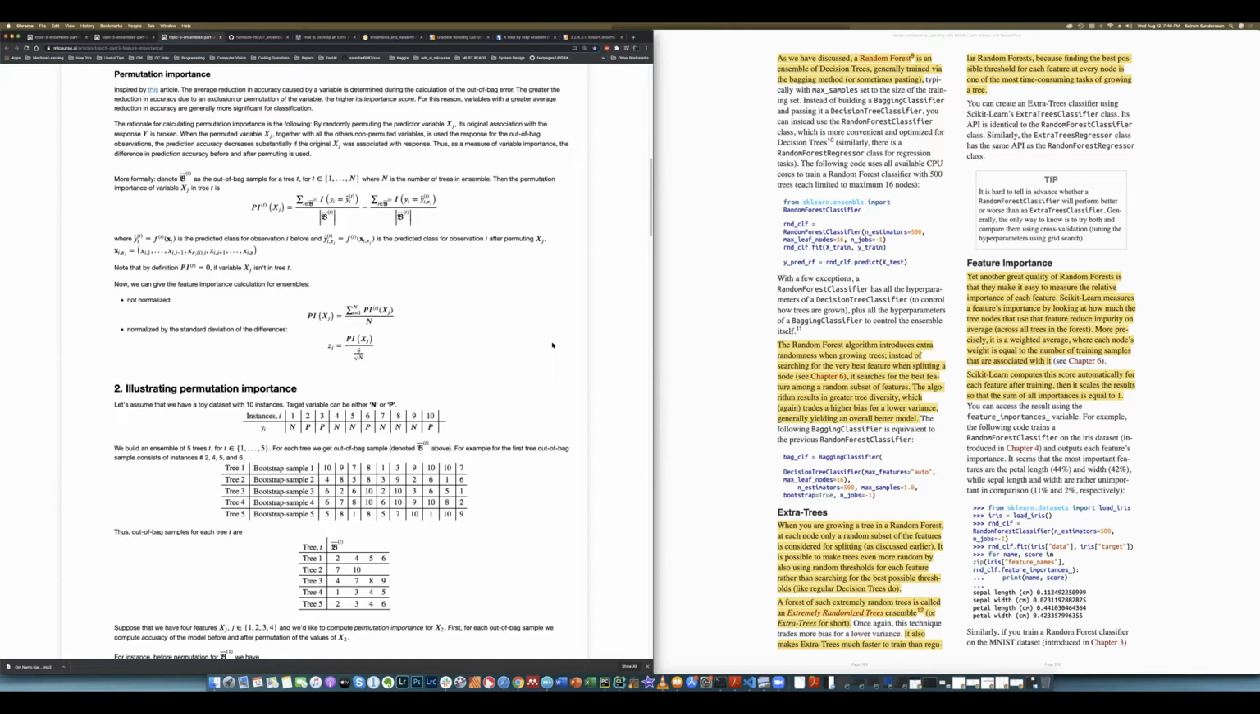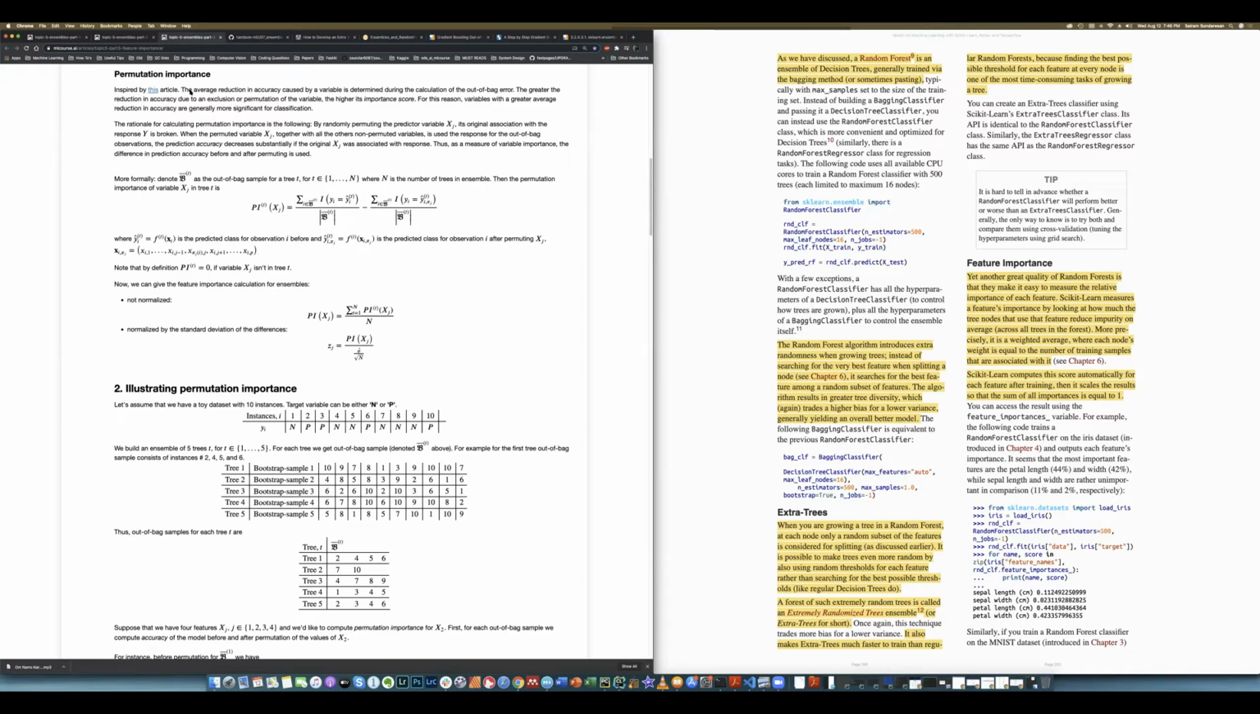And if it has a large effect, so that the accuracy goes way down when you scramble up one of the features, then you conclude that that feature is very important to the model. That's called permutation importance. It's much easier to understand than Gini importance, and it's also a better measure of importance, because Gini importance is subject to bias when you are overfitting.